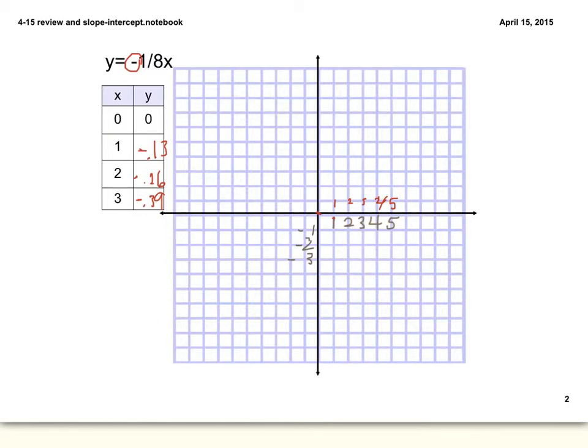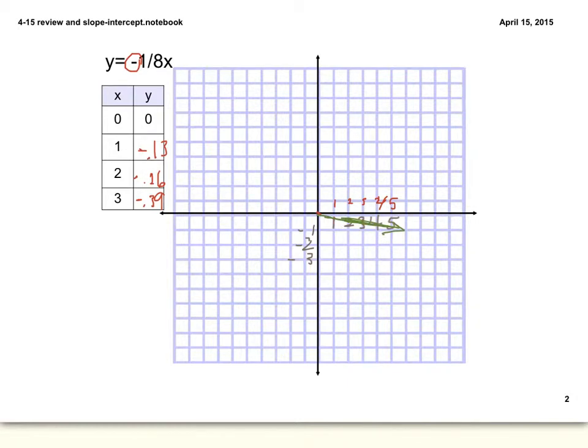And the next one would be 0.26, so not even halfway yet. Next one is 0.39, again, not even halfway. And then connect your dots, just like in kindergarten. Connect those dots. And there you have your graph.